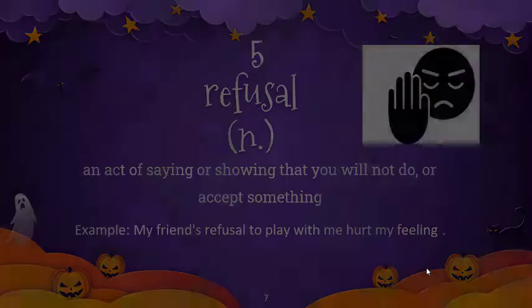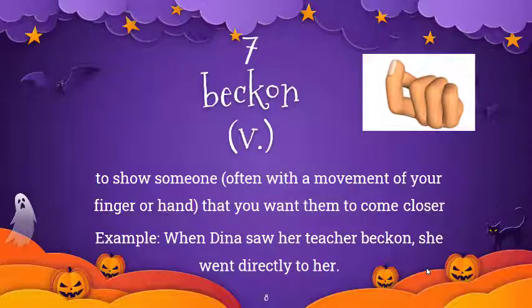Number 7, beckon. Beckon is a verb. And the meaning of beckon is to show someone, often with a movement of your fingers or hands, that you want them to come closer. See in this picture, this is a beckon. And when you do this with your hand, that means to come closer. As an example, when Dina saw her teacher beckon, she went directly to her.